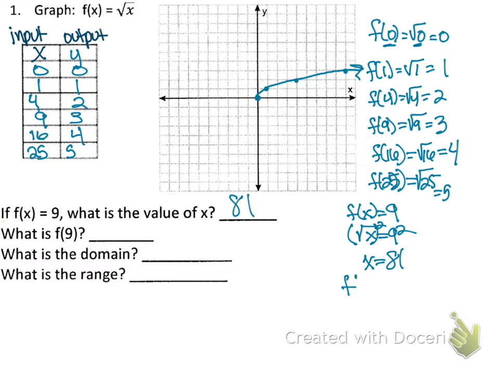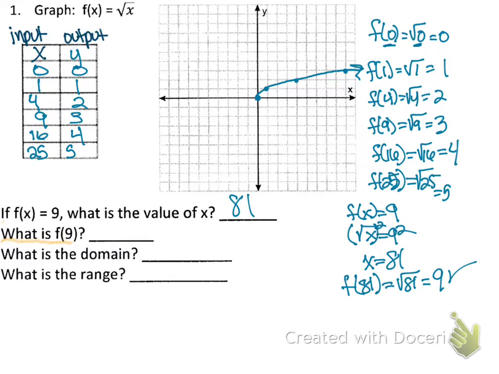See if that's true. Does f of x, let's undo that, sorry. Does f of 81 give us that value of 9? Well, it's the square root of 81. Yep, that's a value of 9. So we checked it and it works. Check. Okay, let's go on to this next one.